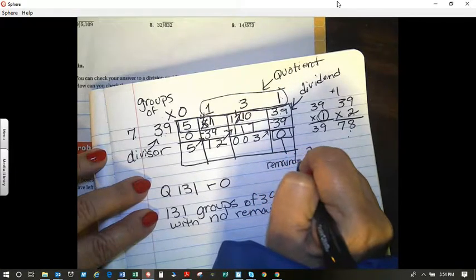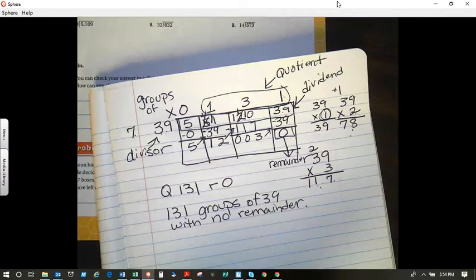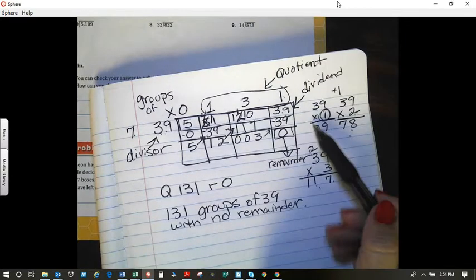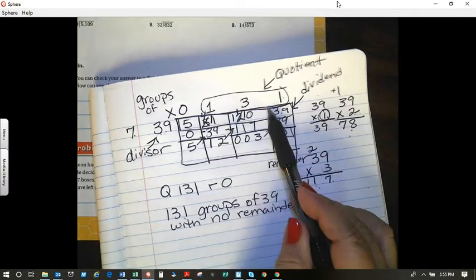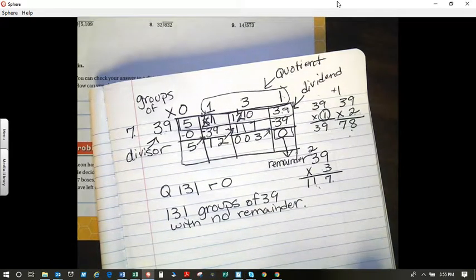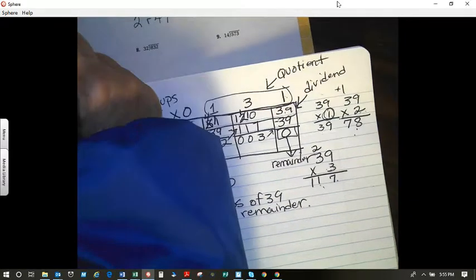Please make sure that you label it correctly so that you understand where everything goes and then how your numbers are working. These are the number of groups of 39 that you had that you needed to work out, because that gave you part of your quotient, partial quotients on that. All right, so on 7, your answer is 131.